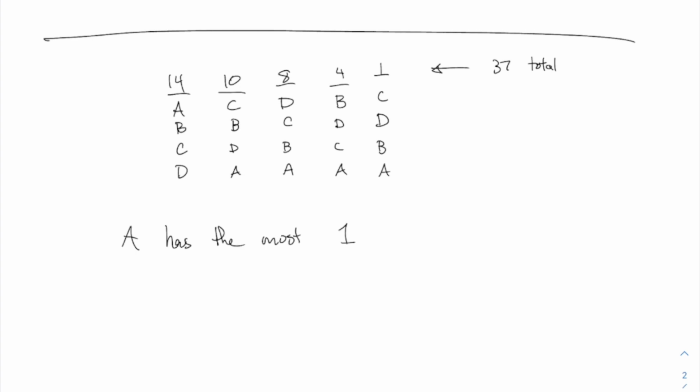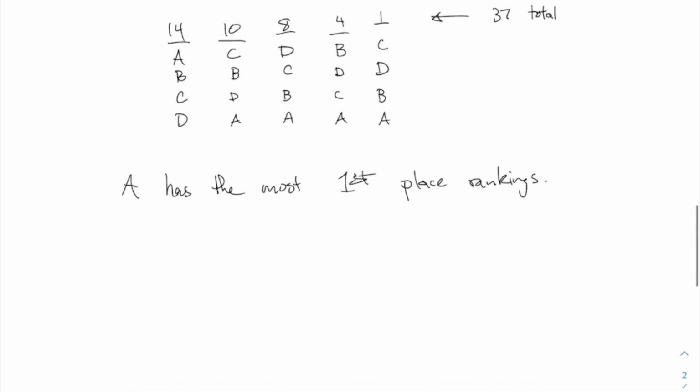I agree. Can I say the most first place rankings? Right? A has 14. B has, actually, can we just be very specific about this? This is all fairly obvious, I know. But if I were to count up just the first place, A got 14, right? B has, how many people put B in the first position? 4. What about C?